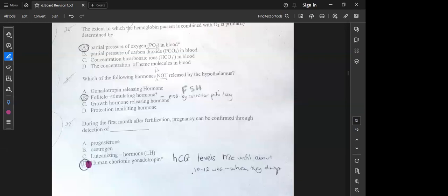So according to our question, we see A is produced by the hypothalamus, B by the anterior pituitary, C by the hypothalamus. Now the protection inhibiting hormone, maybe we can know more about that. I've never heard it. I don't think it's protection. I think it's supposed to be prolactin inhibiting hormone, which is the same as dopamine, I think. So our answer will definitely be B.